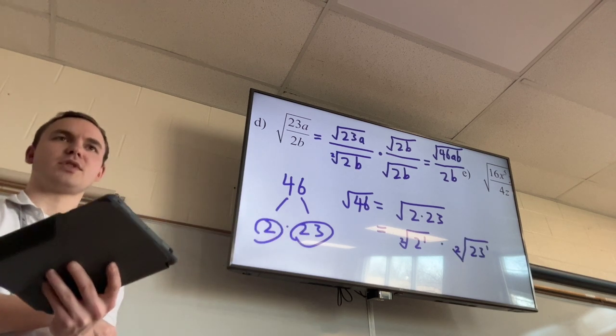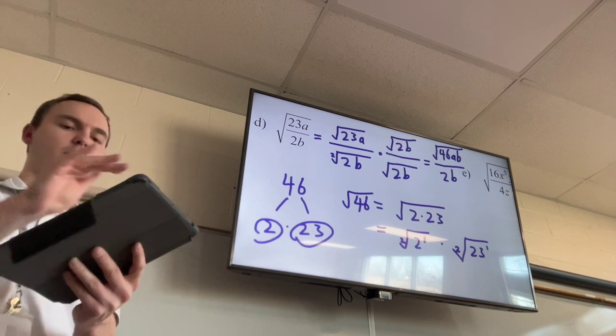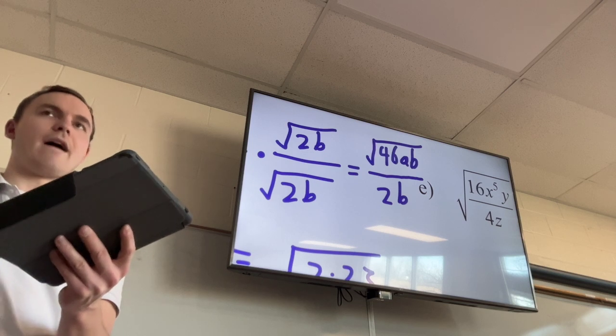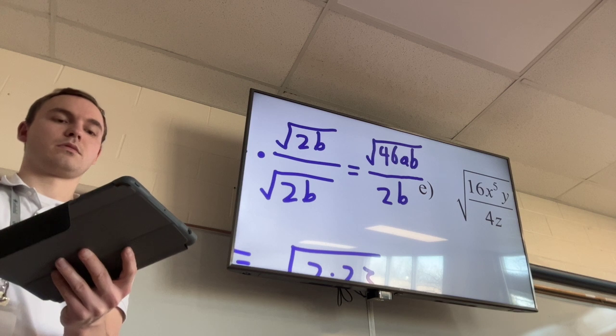Can I simplify either of those? No, right? My inside number is smaller than my outside number. So root 46 stays as is. In radical form, this is simplified all the way.